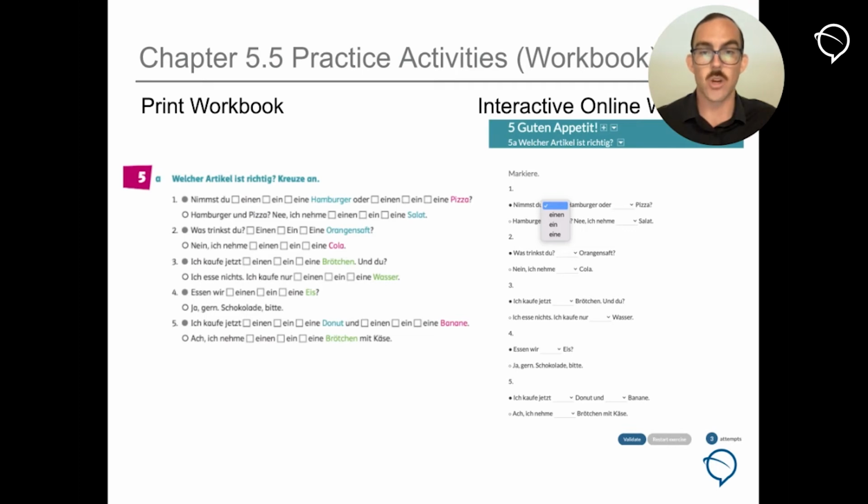Now here we can see some workbook activities, both in print and online ebook format. In the print, you can see they can check the box to find the correct indefinite article. But if it's an online format, it's a drop-down list. And after students make their selections, they can click validate and see how they did with 3 attempts to get the right answer.